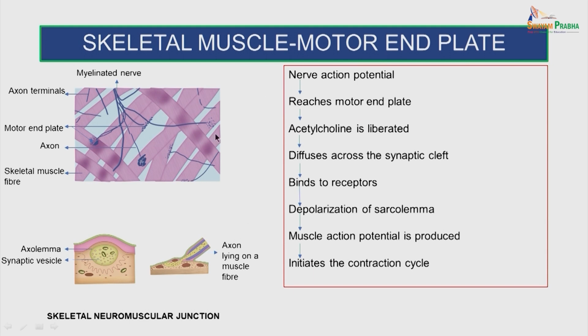So, what happens at a neuromuscular junction? The nerve action potential reaches the motor end plate. The acetylcholine is liberated. It diffuses across the synaptic cleft and binds to the receptors. Depolarization of the sarcolemma occurs. A muscle action potential is produced, which initiates the contraction cycle.